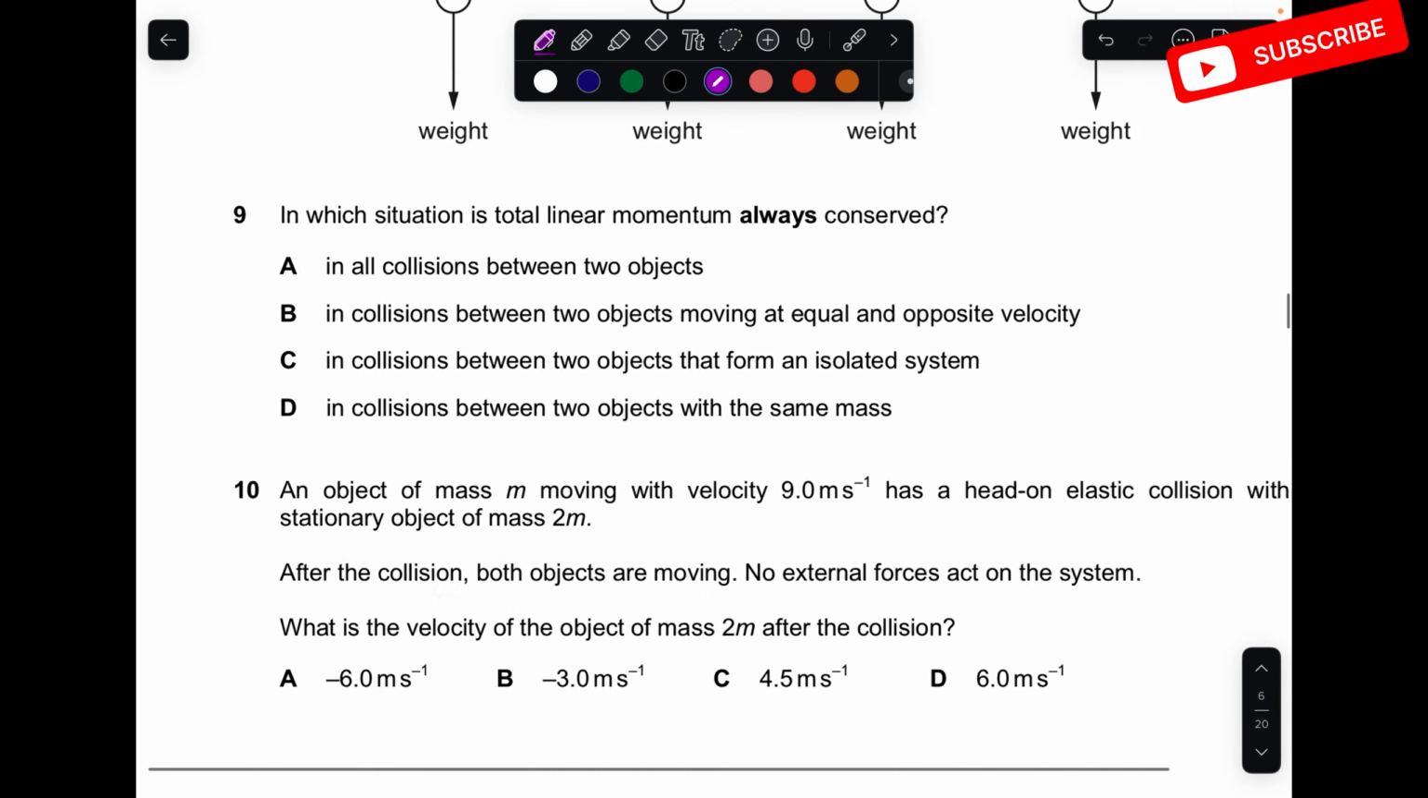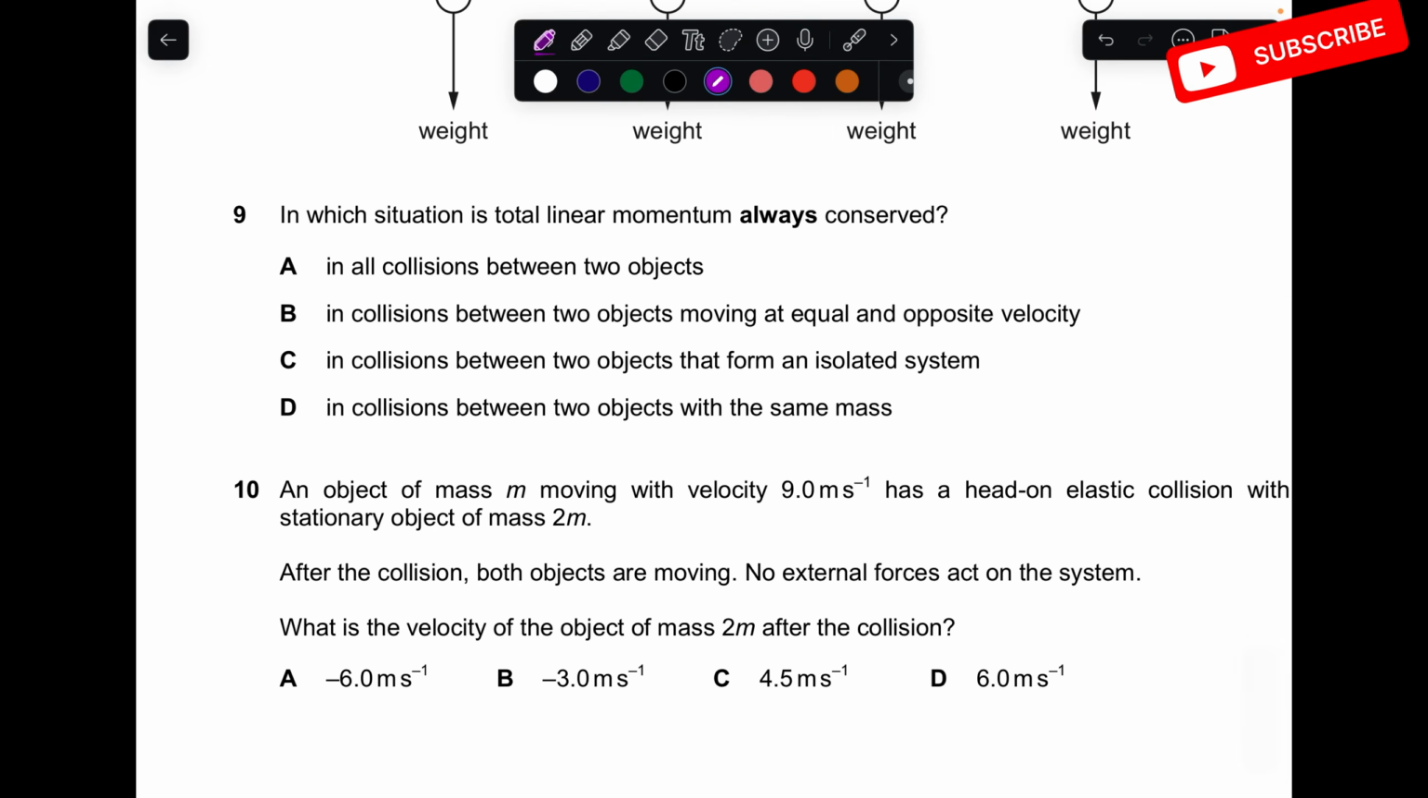Question 9. In which situation is total linear momentum always conserved? Total linear momentum is conserved in elastic and inelastic collisions. The only condition is that the system should be isolated. Okay, so this is option C.